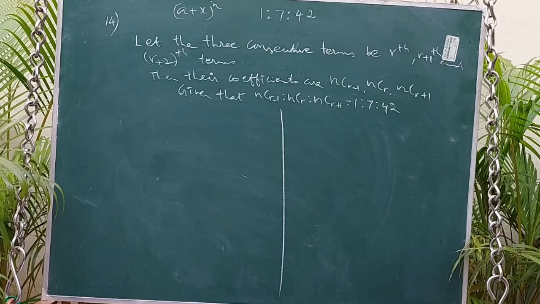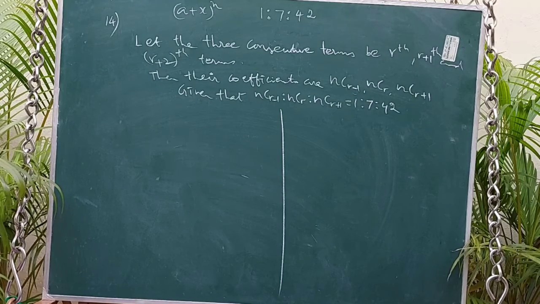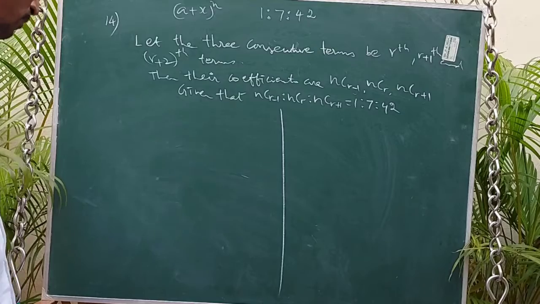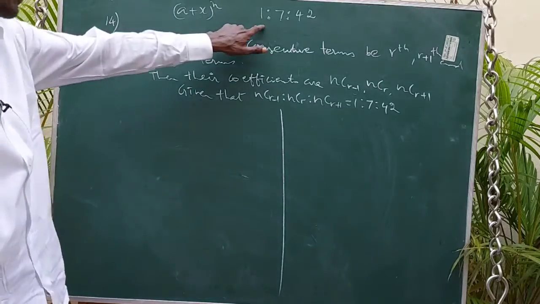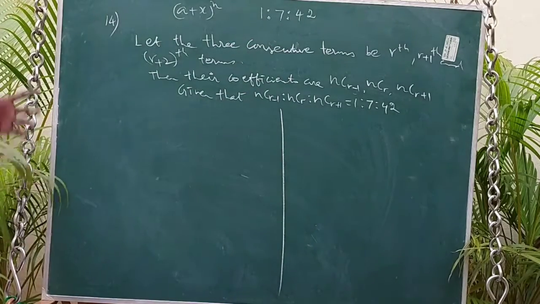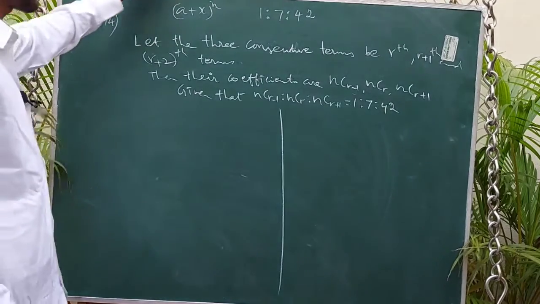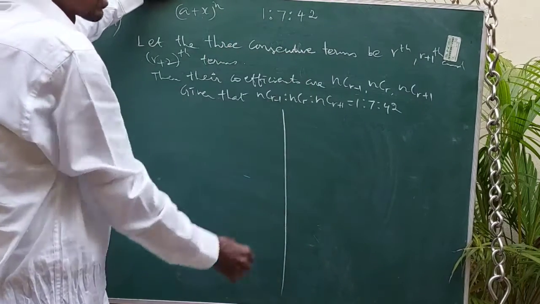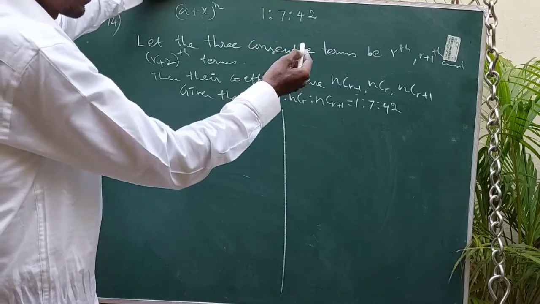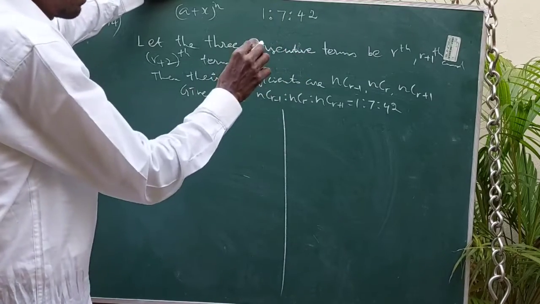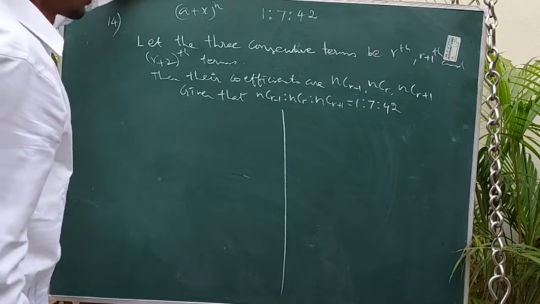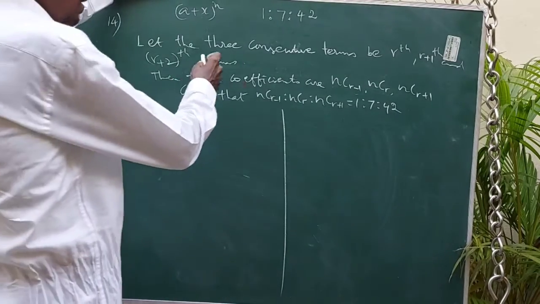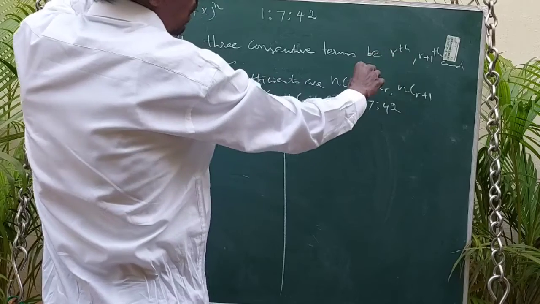Now question number 14 in exercise 5.1. If the binomial coefficients of 3 consecutive terms in the expansion of a plus a the whole power n are in the ratio 1:7:42, then find the value of n. Listen, my dear student, we take the three consecutive terms as the rth, r plus 1 and r plus 2 terms. The rth term, the next term is the r plus 1th term, and the next term is the r plus 2th term.